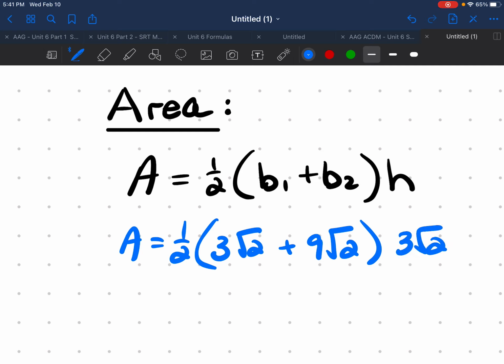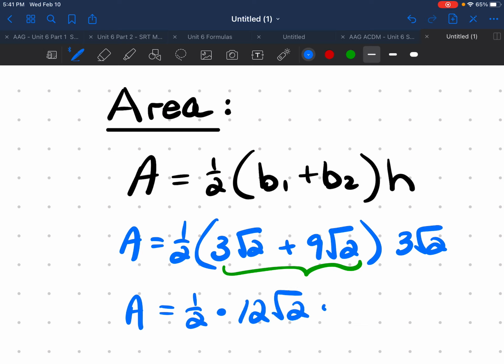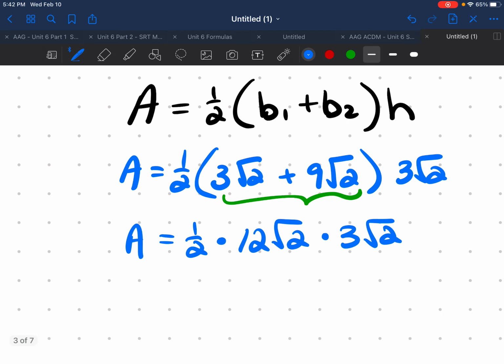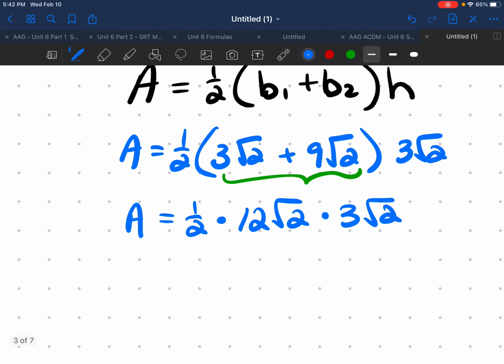Okay, so what I'm going to do is this. Inside the parentheses, and this doesn't always happen, but it's nice when it does, I have like terms here. So what I'm going to do is combine that. So let's say now we're going to have area equals 1/2 times, in parentheses, 3 radical 2 plus 9 radical 2 is 12 radical 2, and then times 3 radical 2. All right, so let me just kind of slide that down a little bit.